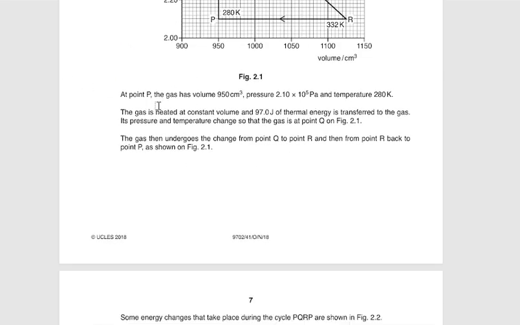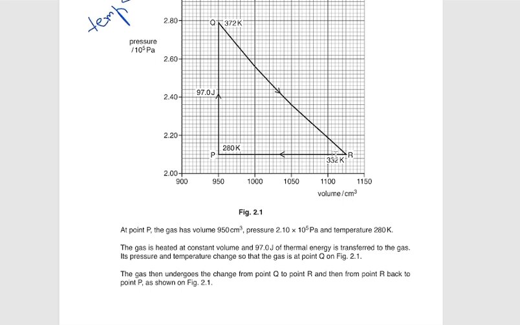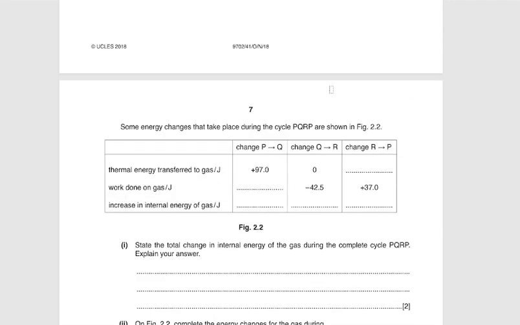Moving on, they have given us a graph and we will see what it says. At point P, right here, the gas has volume 950 centimeter cube, pressure of this, and temperature of this. The gas is heated at constant volume, another hint, and 97 joules of thermal energy is transferred to the gas. Its pressure and temperature change so that the gas is at point Q. The gas then undergoes a change from point Q to point R, and then from point R back to point P. So it's eventually coming back to the same point. Some energy changes that take place during the cycle PQRP are shown in figure 2.2.